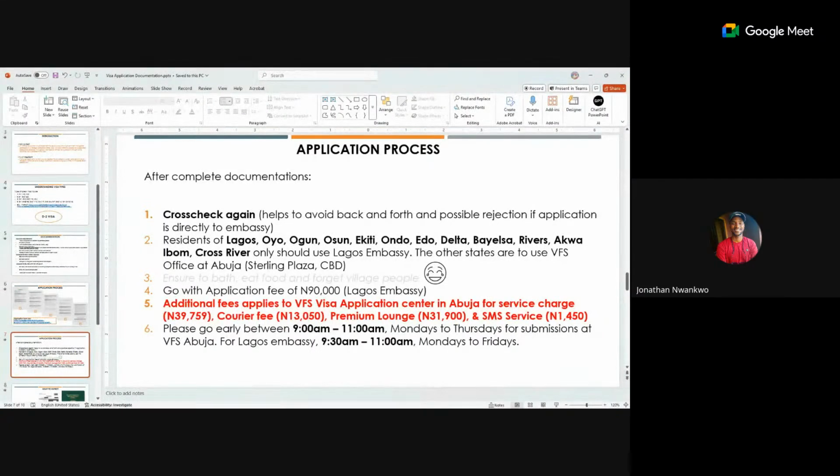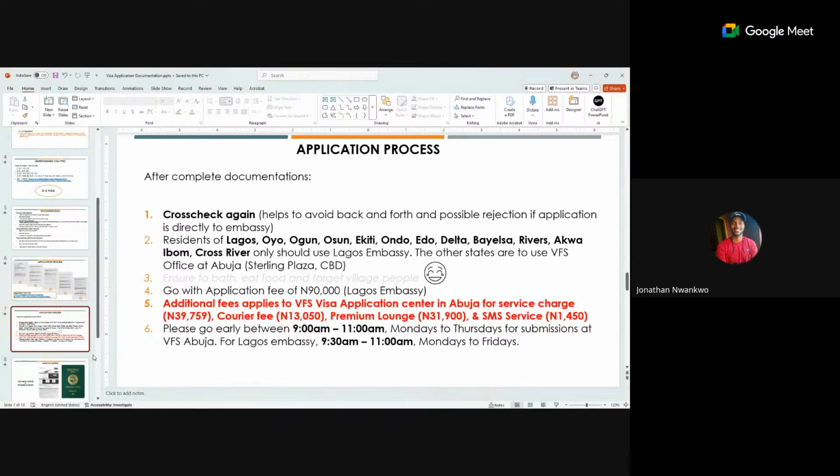The third thing, on a lighter note, is to ensure you have your bath, you eat before you leave, and then forget about your village people. There are no village people after you. In a Korean application, either you get it or you don't, and it is not rocket science. Just follow the process, and that is all. There is no uncle or auntie from any village after you. Absolutely nobody. Just do what you're supposed to do and you get it.